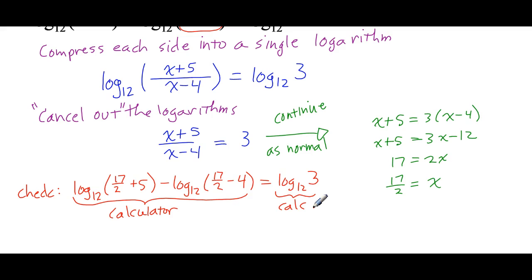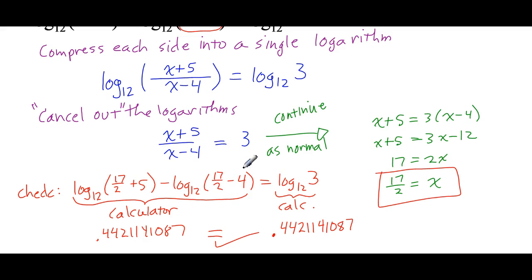Don't forget that since the base is base 12 here, you're going to have to use the change of base formula that we learned in just the previous section. In 12.5, the change of base formula allows us to change the base to anything and then work that stuff out on the calculator. And when you do the work here and work out the answer on each side, they come out the same. So this is the correct answer. It does check. This subtraction here does not end up producing a negative number. 17 over 2 minus 4 is still positive, and everything here works out just fine.